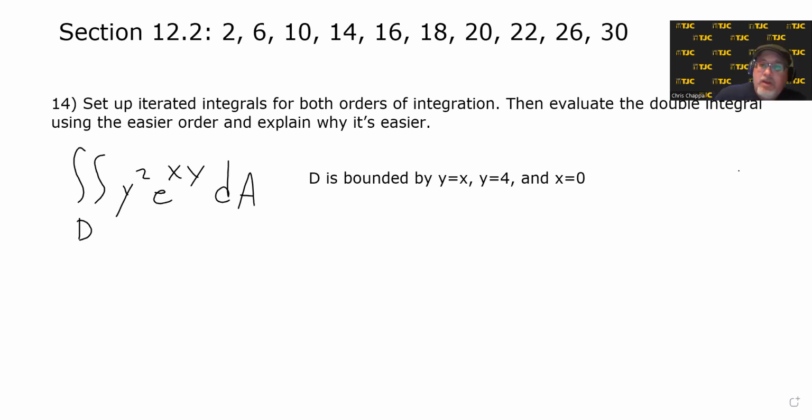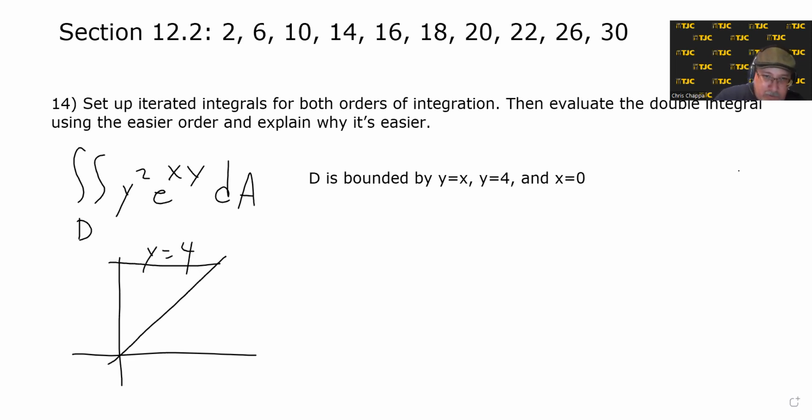There it goes. Okay. Y equals x, that's just a nice little diagonal line that bisects quadrant 1. Y equals 4 is the horizontal line through 4. And x equals 0, of course, is the y-axis. So we have this triangle.